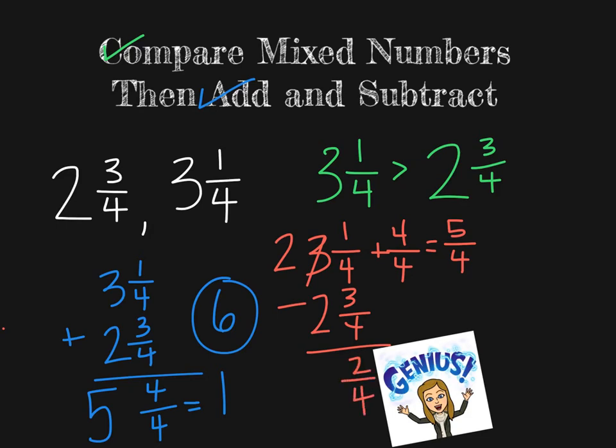And then let's go back to the whole numbers. 2 minus 2, well, that would give me 0. So I can write that in my final answer, but I don't necessarily need it. My final answer could just be 2/4 when I subtract.